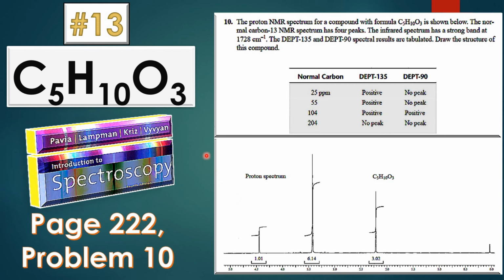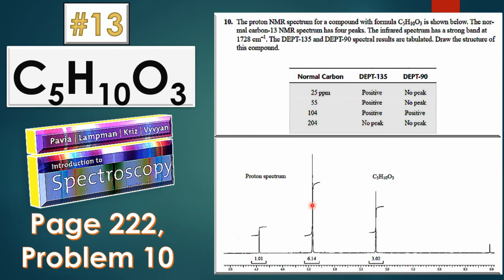So let's get started. In this video, we will be solving problem number 10 from the Pavia spectroscopy book, page number 222. So we have to determine the structure of the compound having molecular formula C5H10O3. They have given us the IR spectrum value, which is 1728 per centimeter, DEPT 135, DEPT 90 spectral results, and 1H NMR.